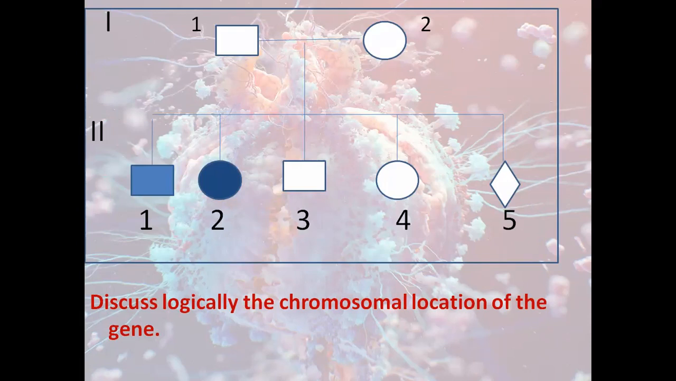So how to prove this and how to verify it, discuss logically the chromosomal location of the gene. What does this mean? Always you're going to see this: discuss logically, how to discuss or verify the chromosomal localization or the location of the gene. And in this figure, the white ones are normal, and the blue ones are affected.